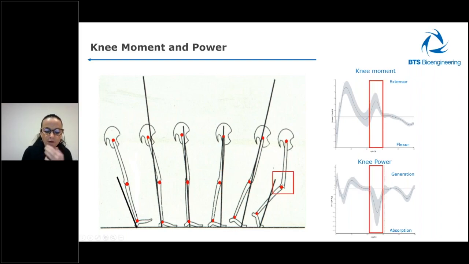Finally, we find again a second peak of extensor moment. The extensor muscles are now working in eccentric way with power absorption to control the knee flexion that is caused by the pushing force of the ankle plantar flexor muscles.